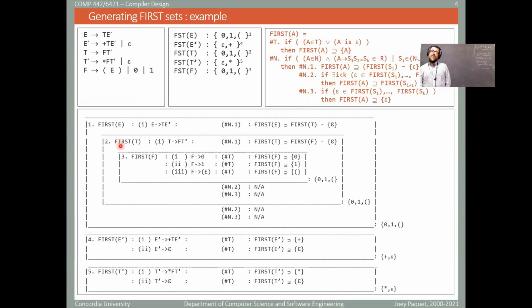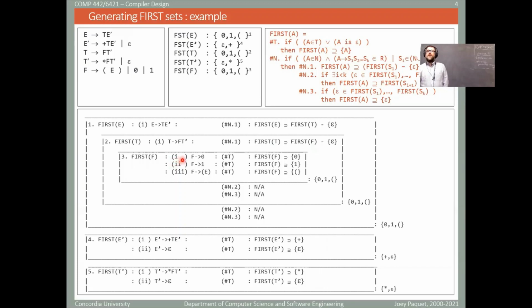Then we go and compute first of T. We find that T is defined with only one rule, which is this one here. So we use this rule here. We see that the right-hand side starts with a non-terminal symbol. And then it tells us that first of T includes first of F, because what we have here is a non-terminal symbol. So we must expand it to try to determine what can be starting in F. Then, because we don't have first of F yet, we compute first of F.